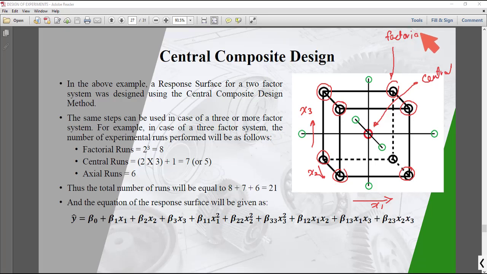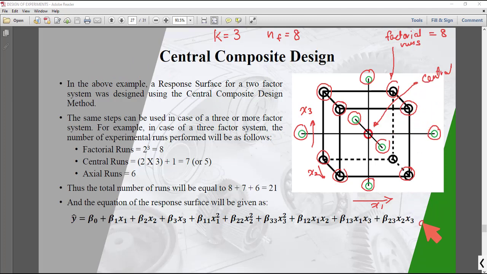What is the number of factorial runs over here? The number of factorial runs is 8. What is the number of factors? The number of factors is 3. And over here in green, I have marked the axial runs. How many axial runs are there? There are 6 axial runs.